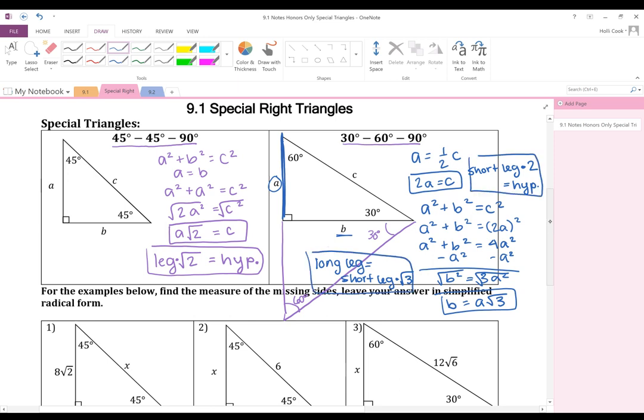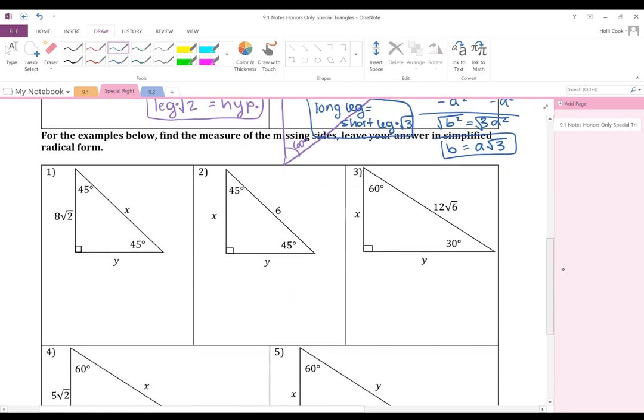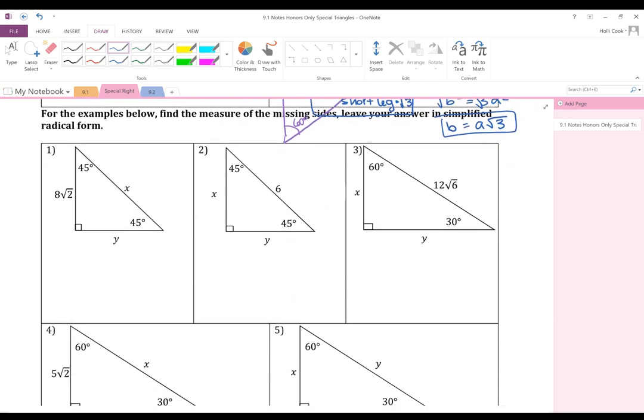So let's do a couple examples. For number 1, we have a 45, 45, 90 triangle. So that means we're using our hypotenuse is equal to the leg times the square root of 2. We don't know our x value, that's our hypotenuse. Now y right here is just the second leg, and we know with a 45, 45, 90 triangle, the two legs are the same. So y will be equal to 8 root 2.